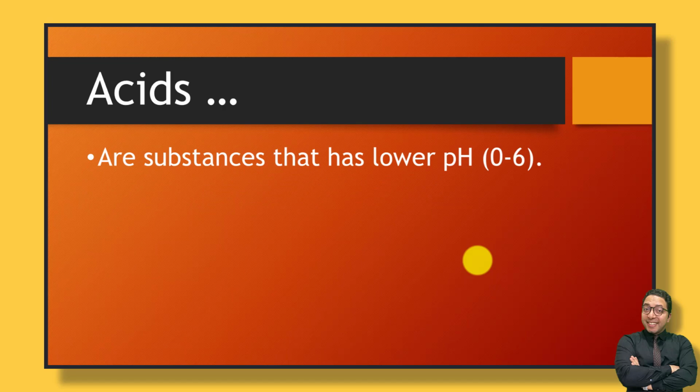First of all, let's start with acids. Acids are substances that lower the pH. As you can see, the pH of an acid starts from 0 up to 6, where 0 till 3 is the strong acid, and from 4 up to 6 is the weak acid.